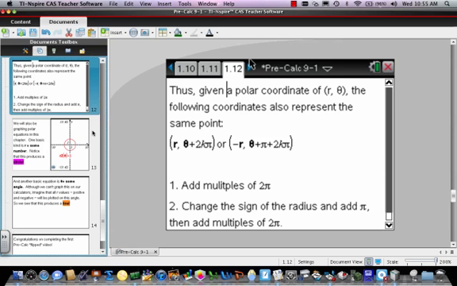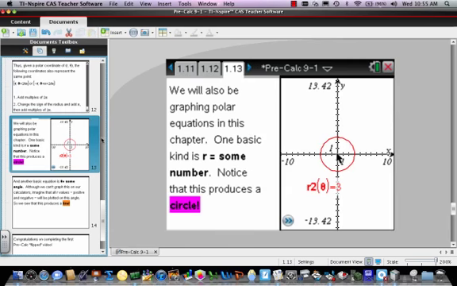So here's the basic one of r. Remember, r is kind of like the radius. You can think of it as that. And so if you have an equation of r equaling some number, of course it will produce a circle. The one that's pictured here, r equals 3, is a circle with radius 3.